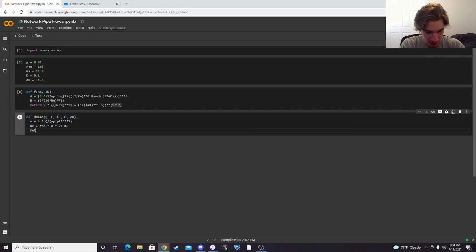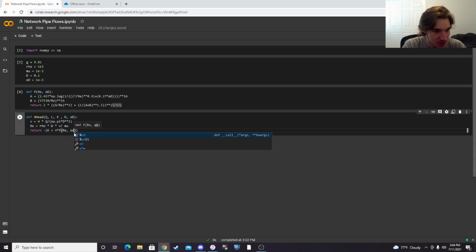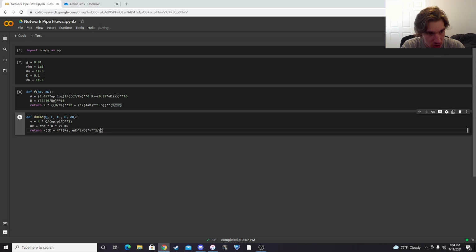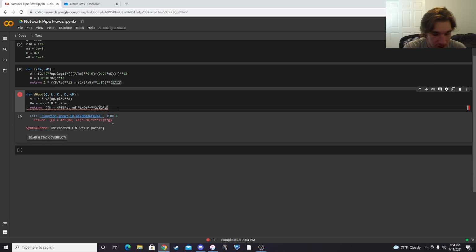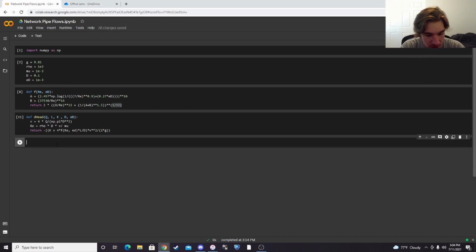So once we have that, we want to go ahead and return negative parentheses k plus 4 times the frictional factor, which we're going to be using the function that we created earlier, RE over ED, times L over D, length over diameter, and this, I like to put another parenthesis right there, times velocity squared over 2 times g, lowercase g, and I am forgetting a parentheses right there.